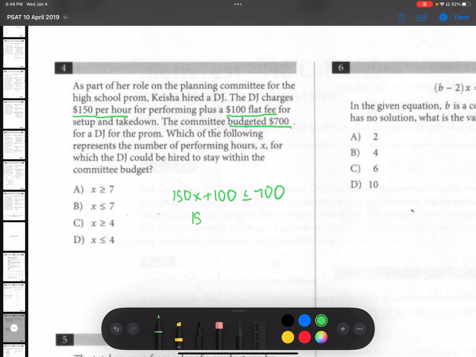So we see this 150x is less than or equal to 700 minus 100. 150x is less than or equal to 600. So that means that x is less than or equal to 4. So our answer is D.